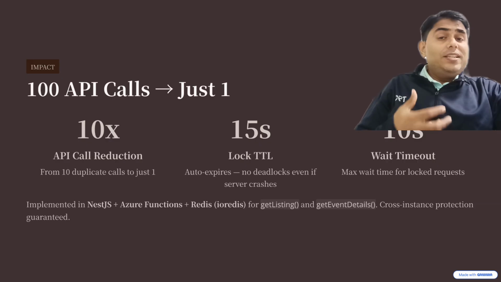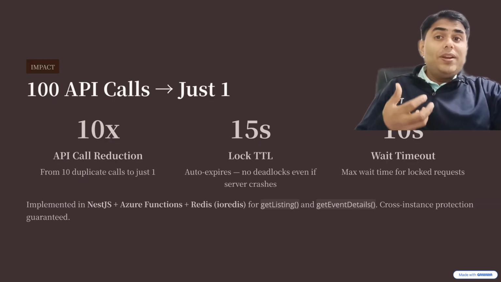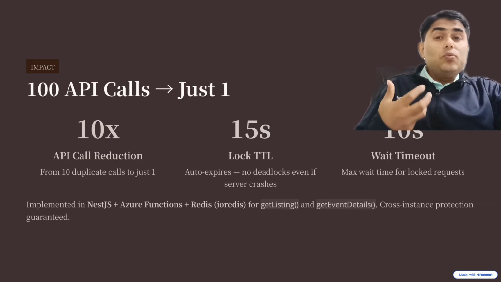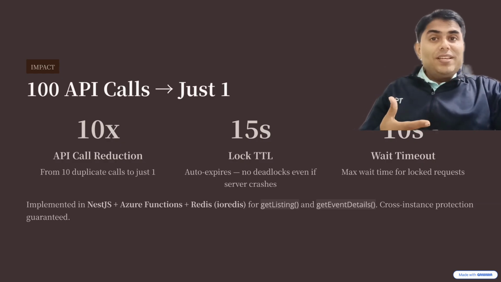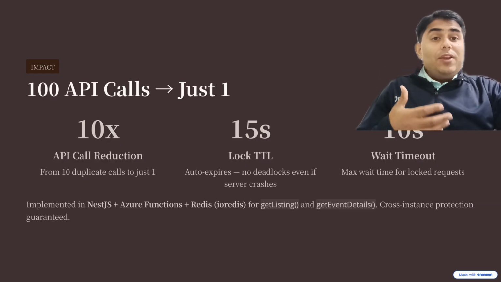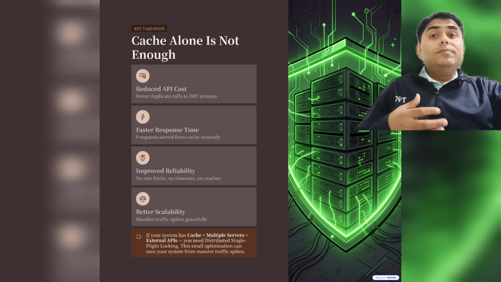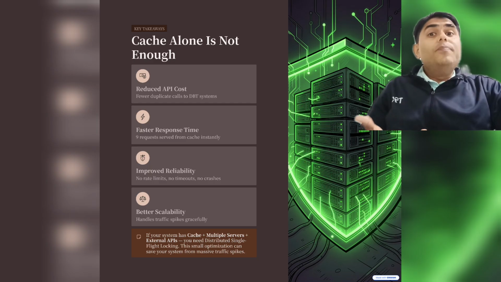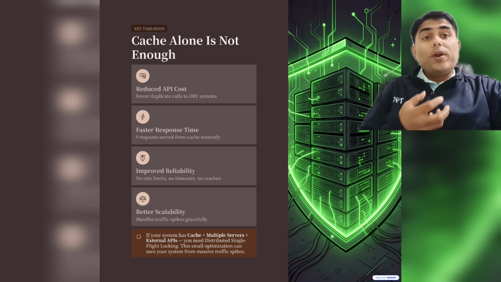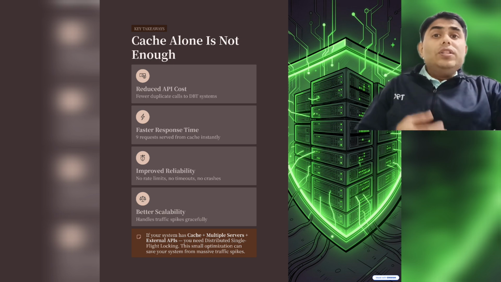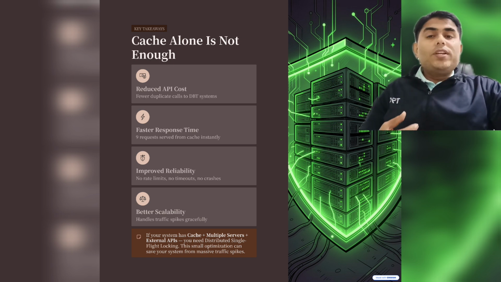We implemented this in the DVD service, get listing and get event details, using Nest.js, Azure Functions, Redis, and ioredis. Lock configuration: lock TTL 15 seconds, wait timeout 10 seconds. And the environment variables we are using are DVD cache lock TTL seconds at 15 and DVD cache lock wait timeout at 10,000. This gives the cross-instance protection.